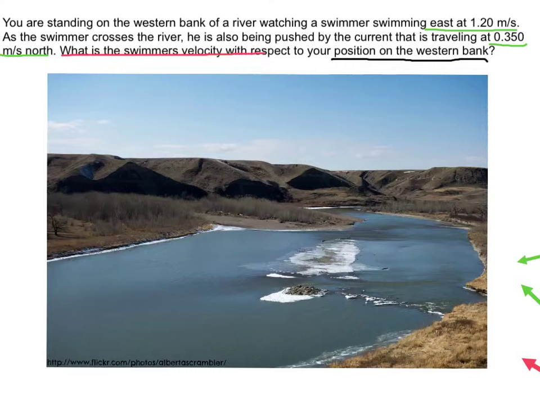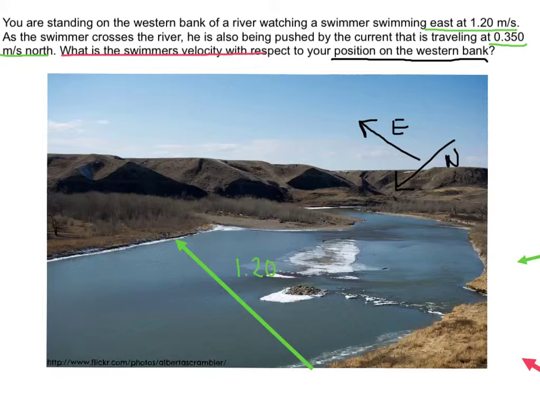So I'm going to first of all just indicate a scale here. I'm going to make this direction east, and then I'll make this direction here north. All right, so I'm just putting in that scale so I can keep track of my vectors here. Okay, so let's bring in our first vector. So here is the direction east across this bank that the swimmer here is swimming. And we know the magnitude of this vector as well. It's 1.20 meters per second.